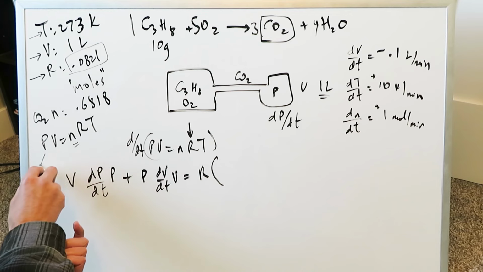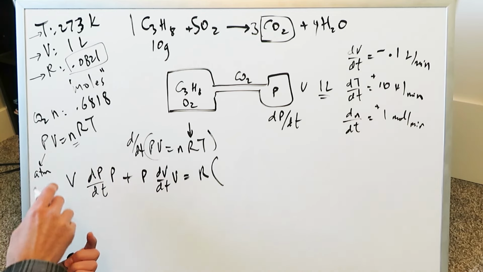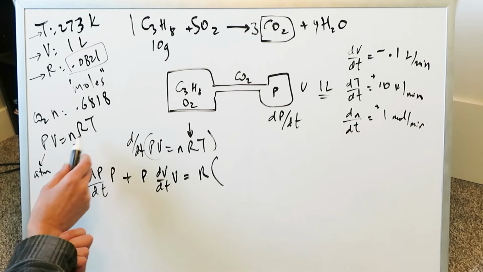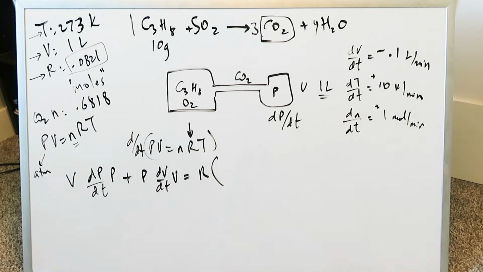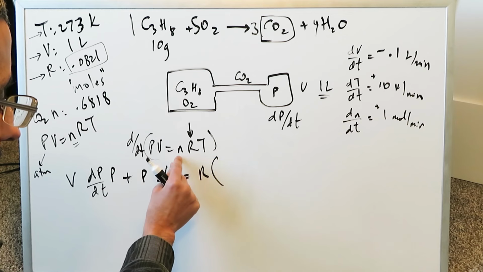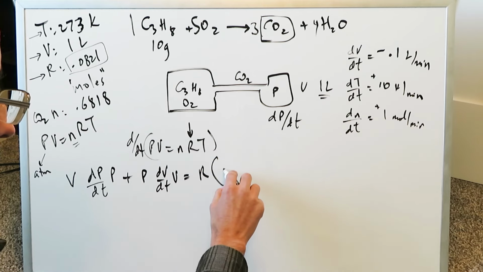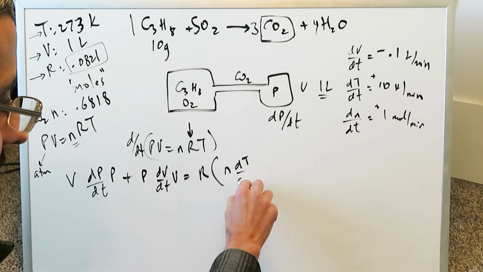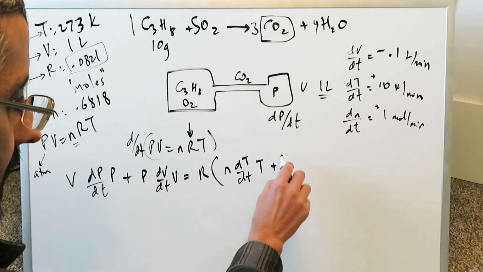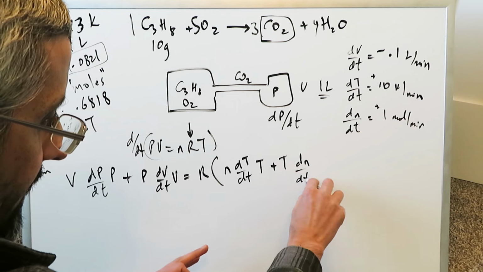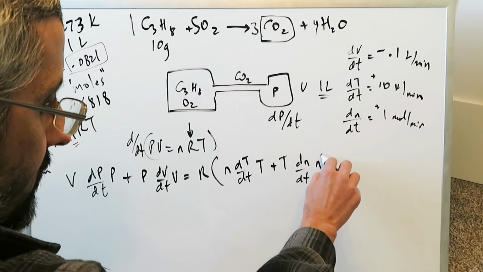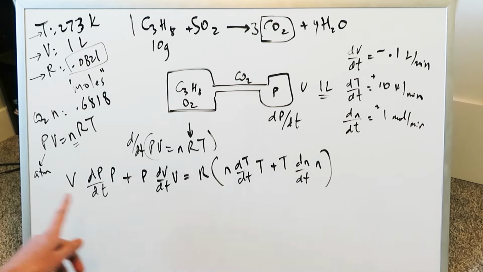The unit of pressure here is atmospheres, ATM. The unit of volume is liters. Moles is, as you know, in moles. Temperature is in Kelvin. Now we look at the product rule for the moles and the temperature. We're going to do the moles times the change in temperature over change in time, plus the temperature times the change in moles over change in time, and that's the equation over there.